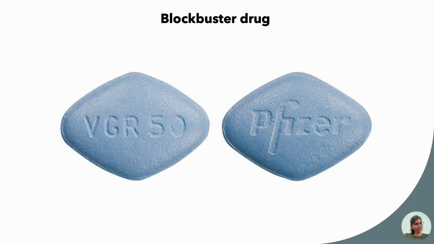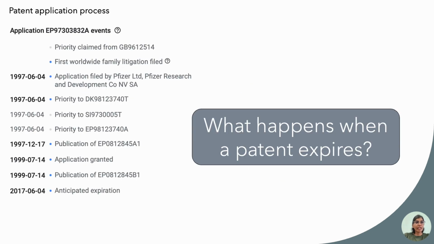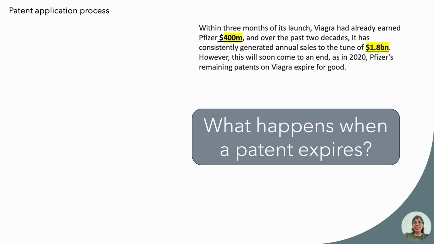Now, something that we call the blockbuster drug. This is the famous Viagra, released by Pfizer more than 20 odd years ago. Now, why is it called a blockbuster drug? See, Pfizer's patent application process began in 1997 for the active ingredient in Viagra, and it expired in 2017. Now, what happens when a patent expires? Within 3 months of the patent release in 1997, Viagra already earned more than 400 million, with annual sales of almost up to $2 billion US.